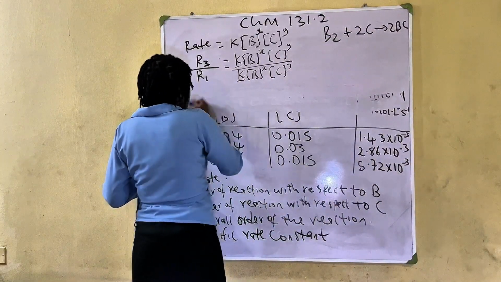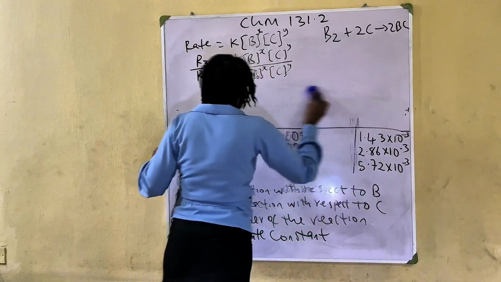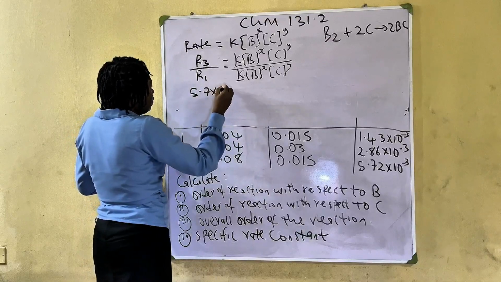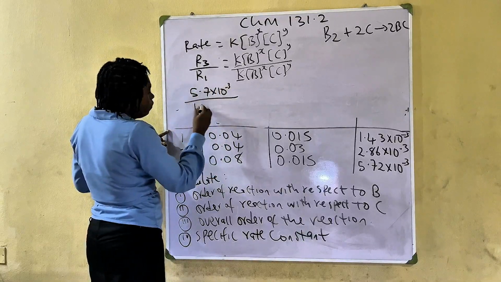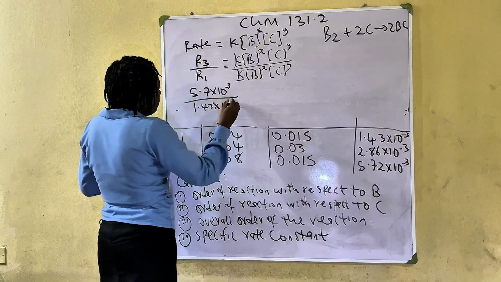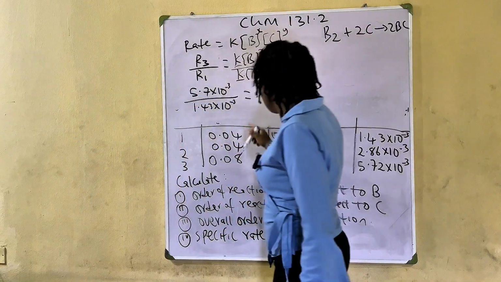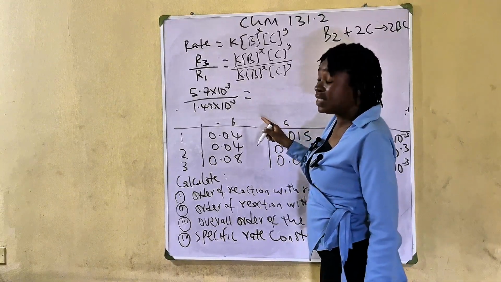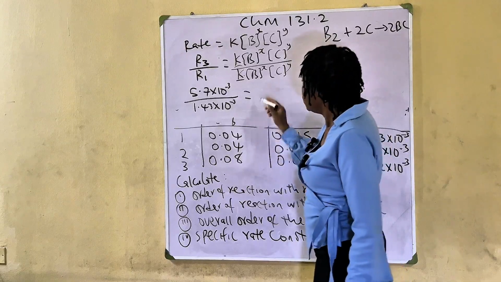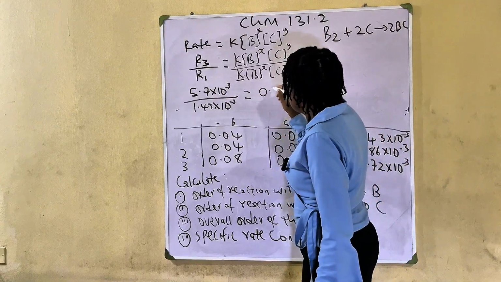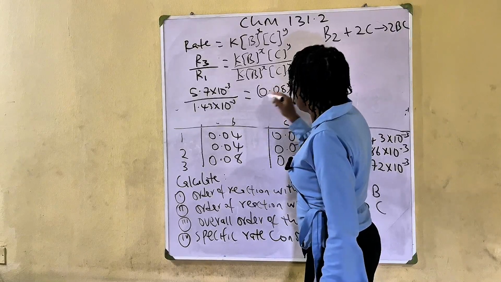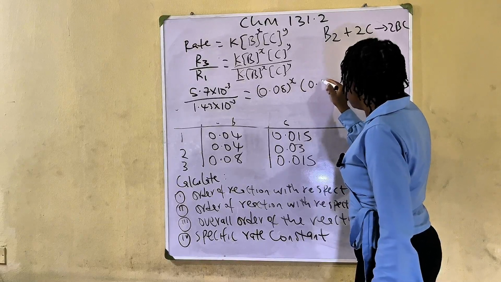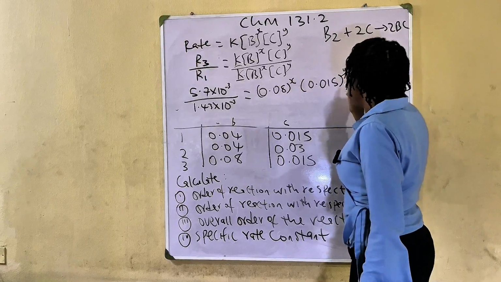Let me clean this board for wider space. All right, so what's the value for R3? 5.7 times 10 raised to the power minus 3. The value for R1 is 1.43 times 10 raised to the power minus 3. So what's our B? This is B and C. For experiment 3, what is B? 0.08. And C for experiment 3 is 0.015 raised to the power y.